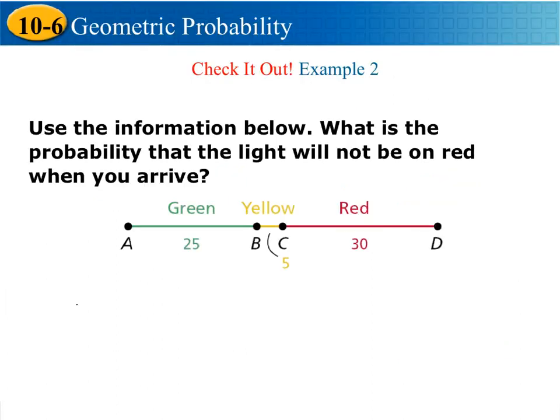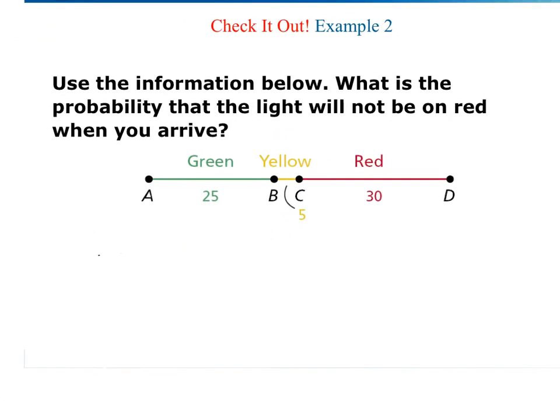Next example, use the information below. What is the probability that the light will not be on red when you arrive? There are two different ways we can do this. We can find when it will be on red and just do 1 minus that number, or we can just add up when it's not red. So when it's not red means it's either going to be green or yellow.